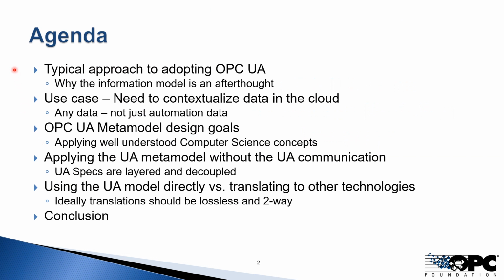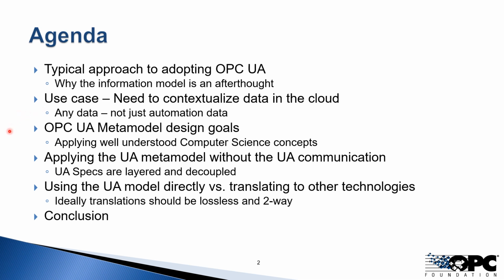So let's talk about what I'll cover in my talk today. I'm going to start with a discussion about the typical approach developers take when they're attempting to create an OPC UA product and why the information model is often an afterthought. Then we'll skip to a use case where there's a need to contextualize data in a place where there may be no reason to be moving the data itself with an OPC UA protocol. So the example I'll go through is to contextualize data in the cloud. And this data could be any data, not just automation data.